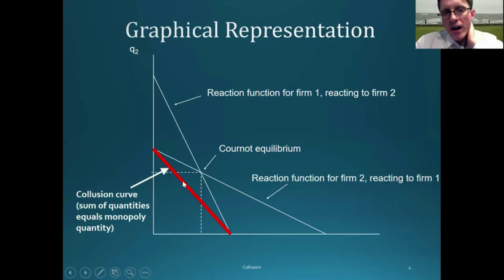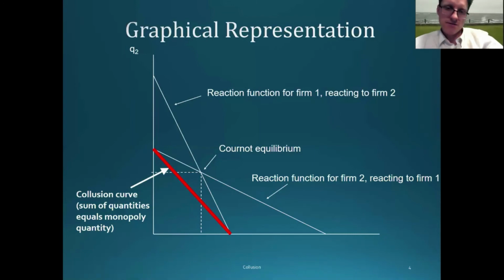Any point on this line represents a set of quantities for firm 1 and firm 2 that sum to the monopoly quantity. So this point here does, you move further down, this point here does, maybe this is sort of splitting the quantity evenly. This point here involves firm 1 producing more than firm 2, but still the sum is the monopoly quantity. You can actually see that if you assume that goods are infinitely divisible, so you can produce fractional quantities, there's an infinite number of points on this line. There's an infinite number of different ways that colluding firms could split the monopoly quantity and therefore split the monopoly profits.